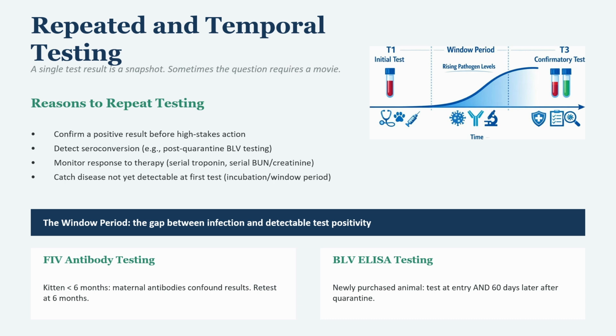Similarly, testing a kitten born to an FIV positive queen for FIV antibodies before 6 months of age can give a false positive, not because the kitten is infected, but because maternal antibodies transferred through nursing are cross-reacting with the assay. Retest at 6 months after maternal antibody has waned to get a true reading. Temporal testing is not about distrust of the test. It's about understanding the biology of disease and the biology of immune response, and designing your testing protocol around both.